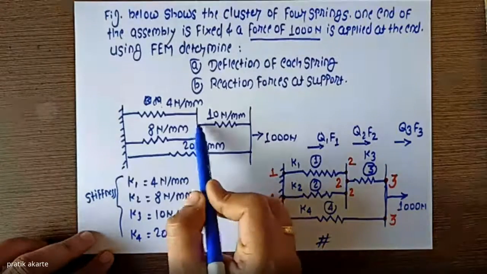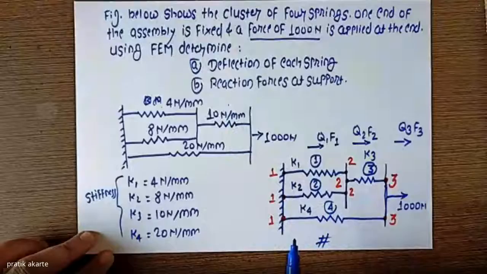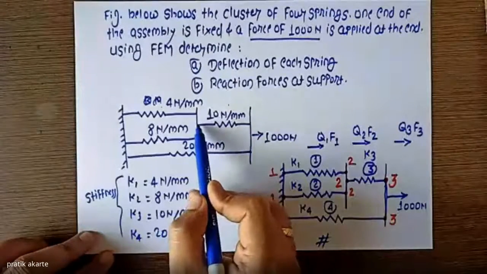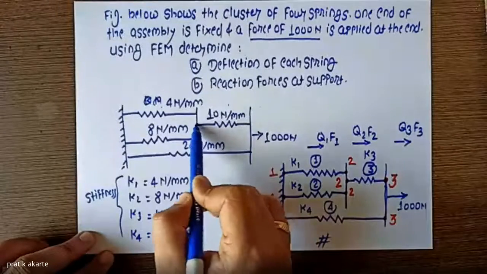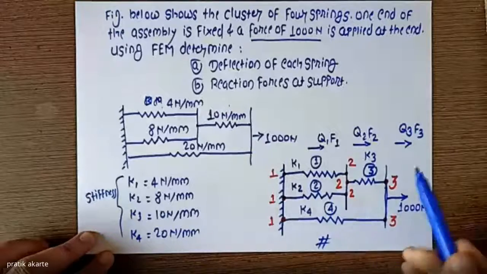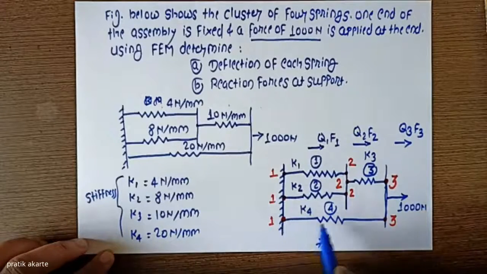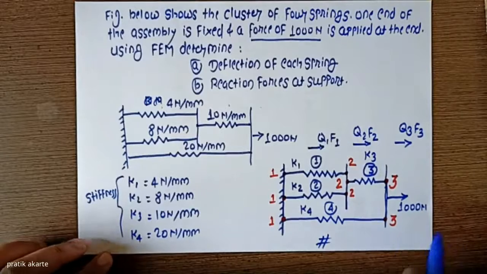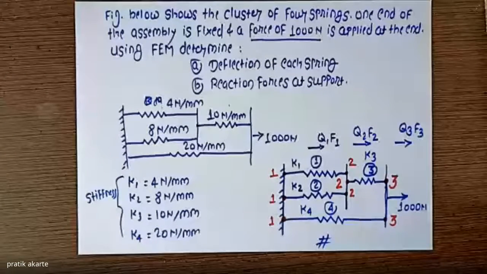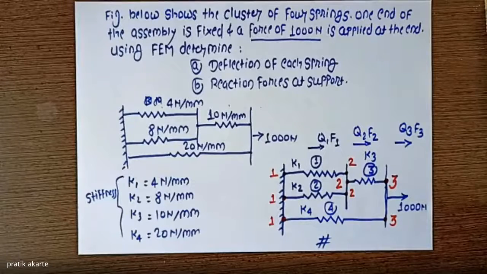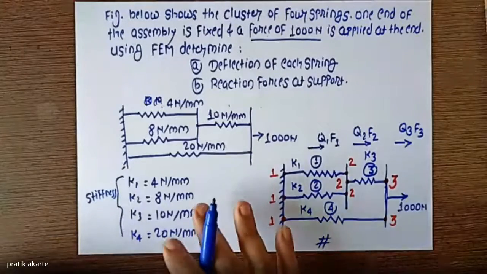That's why I'm selecting this as the number 3 element, because it is sharing the new global node numbers 2 and 3. And for the left-out element 4, I have given the numbers 1 and 3. So it will be easy for you to construct your element connectivity table, which will not be a tedious task, and it will be easy for you to construct the global stiffness matrix also.